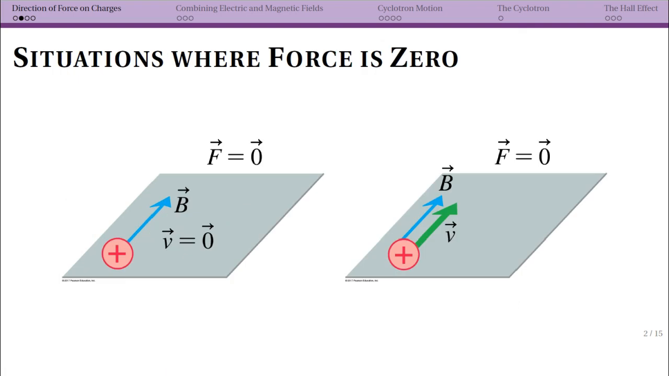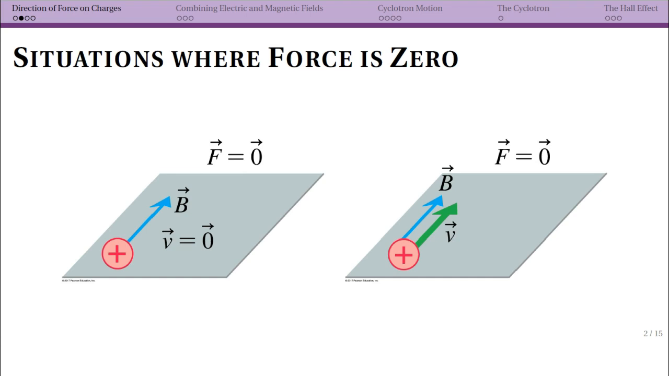So there are some situations where the force on the charged particle is zero, and this is pretty important to know because you should recognize these situations and not even try to do the calculation, not even try to use the right-hand rule. So there are actually three situations. Two of them are shown here.